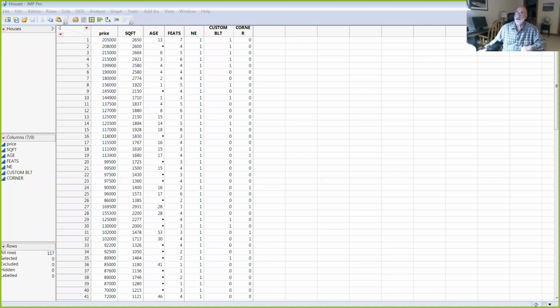So the data set I'm going to use for this is a very simple data set. It consists of 117 houses that were for sale in Albuquerque, New Mexico. And I think it's circa early or mid 1990s. So you can't buy houses in Albuquerque for these prices anymore. These are relatively low by today's values.